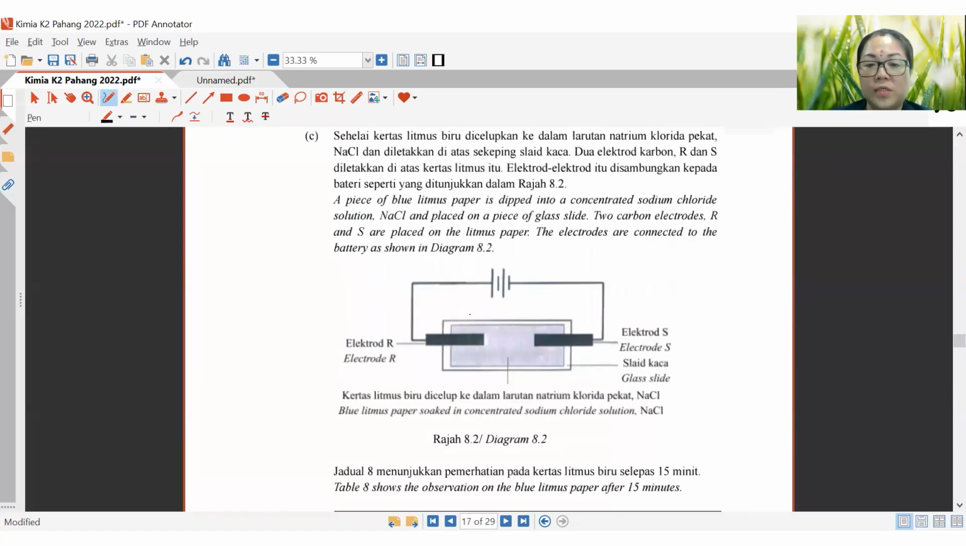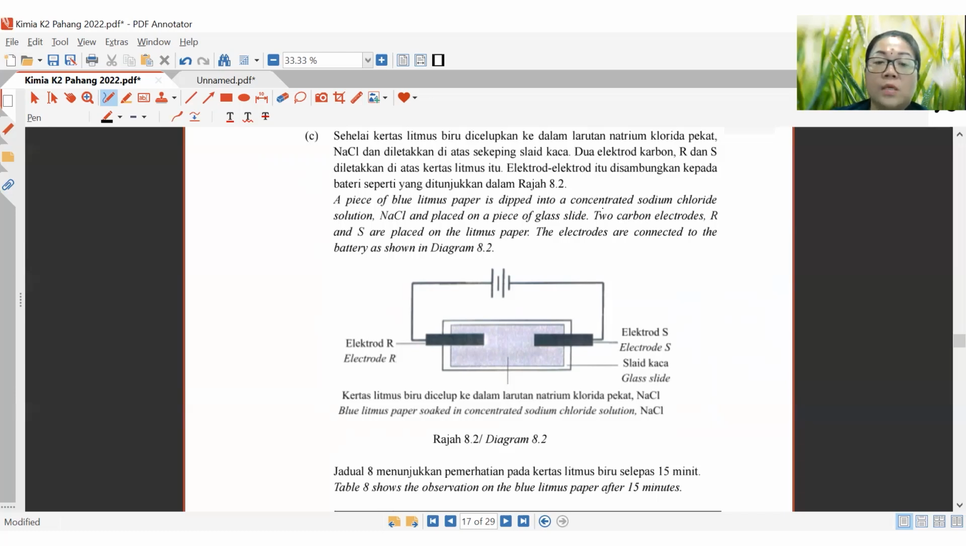Okay, now let's look at question C. This question C is quite closely related to paper 3 in the year 2021 when the student first took their UAS practical exam. Okay, so let's look at this. It's quite closely related.